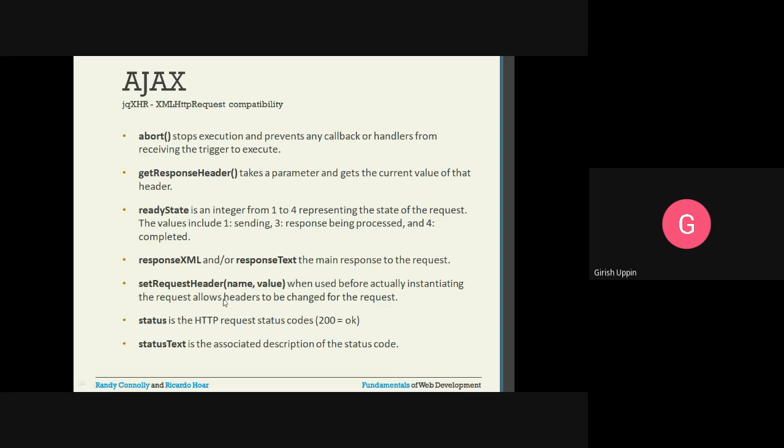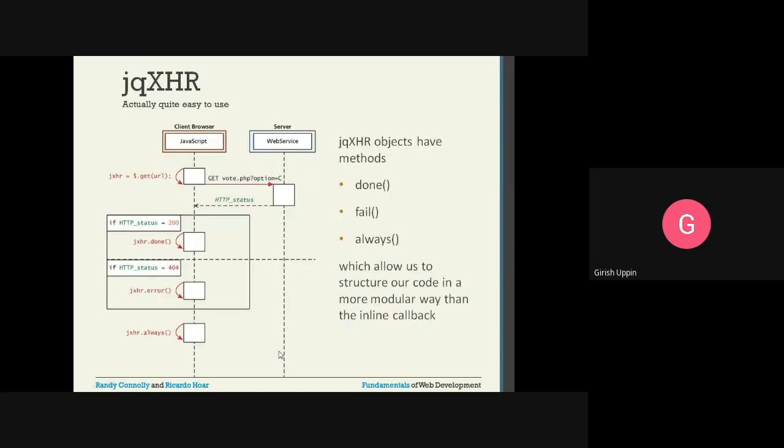Then we have setRequestHeader. We can pass the name and value. It can be used for instantiating the request and allows the header to be changed for the request. Suppose you want to change the header, you can do that. Then we have the status, as we discussed. It is the status of the HTTP request, whether successful or not. Then statusText is the associated description for the status code, whatever status code we have; this would be the description for that particular status code.